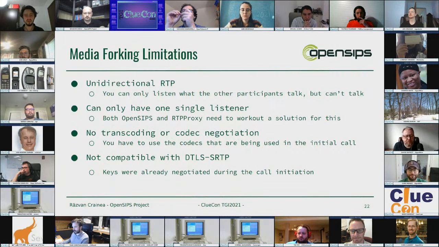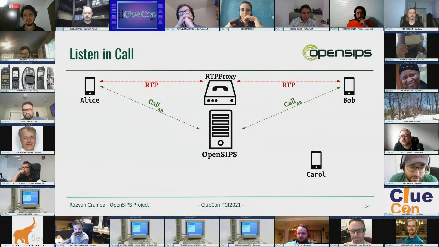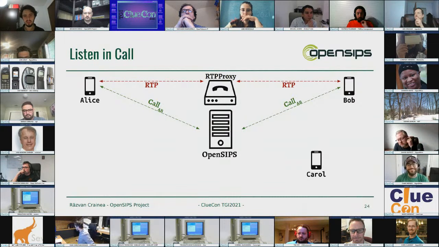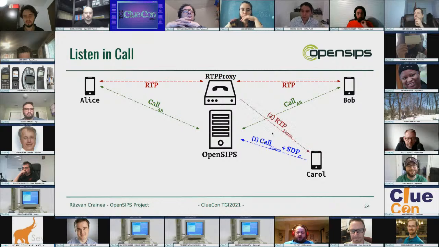Now let's see a couple of examples of what the media exchange module can do. As I said earlier, one of the use cases is to listen to a call, where we have a call between Alice and Bob that goes through OpenSIPS and RTP goes through RTP proxy. Carol calls in and says, hey, I want to listen to one of the participants. And RTP proxy will start forking the RTP of one of the participants to Carol. Whenever a BYE comes in, this flow stops, and as you can see, the call resumes to its original state.